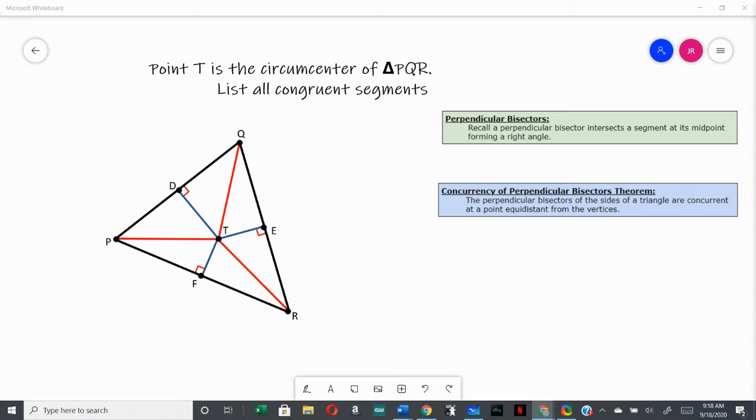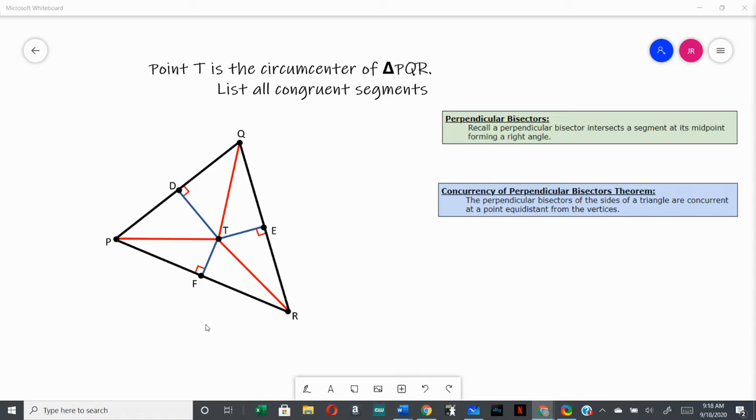You're told that point T is the circumcenter. So right here is the circumcenter of the triangle. So go back and look at what the circumcenter means. The circumcenter is where the perpendicular bisectors intersect. So that means this segment right here is a perpendicular bisector. It goes right through the center at a right angle. Same with PE and same with FT.